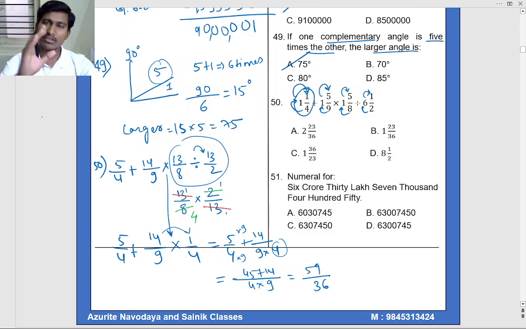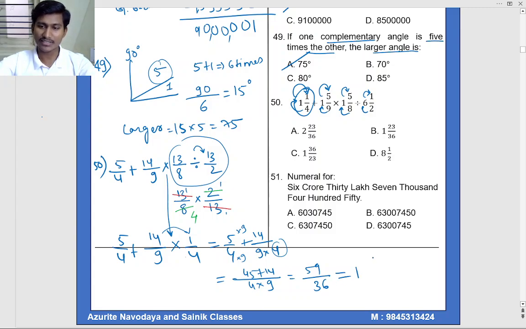So 59 divided by 36, if you write it into the mixed fraction, or you can divide it. Is it possible? It is not possible, because 59, right? 36 ones are 36. 36 twos is how much? That is 72. So not possible.